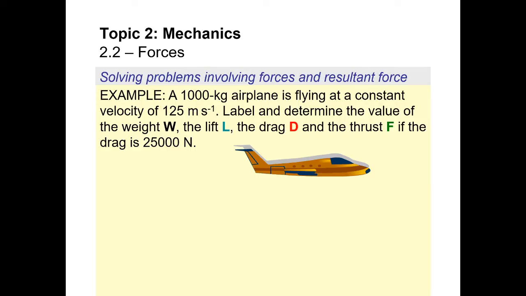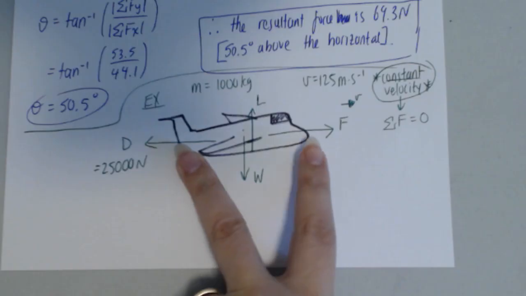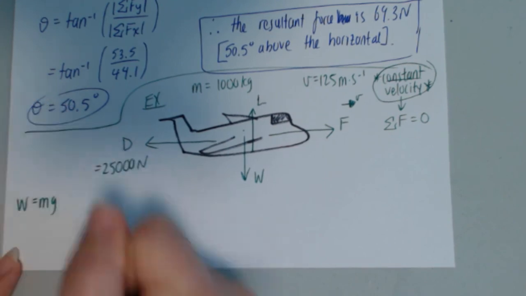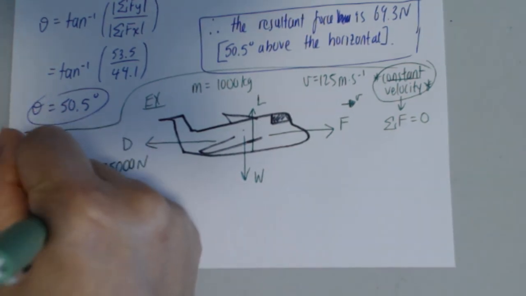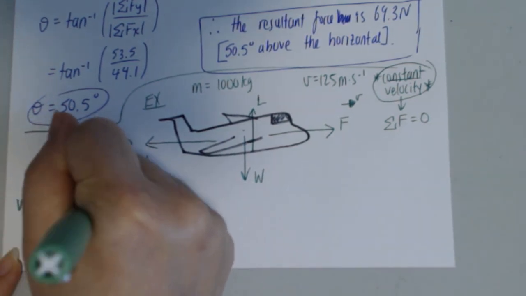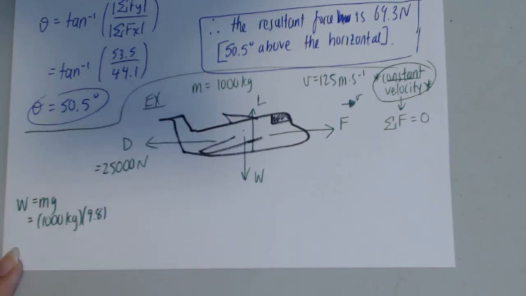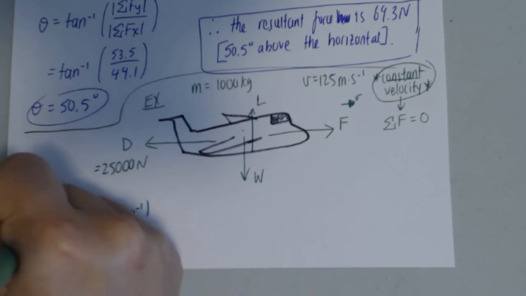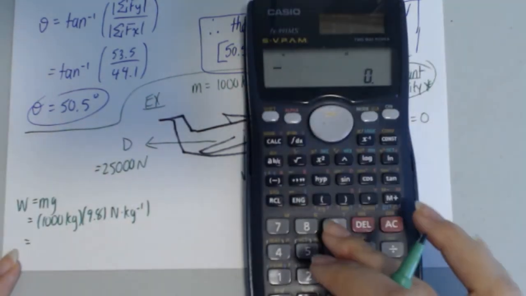Let's go back to the slides because I realized we didn't even see what the question is. Oh, no, actually we did. Sorry. Determine the value of weight, lift, drag, and thrust. So weight, that's easy. Weight is equal to m times g. So our mass is 1,000 kilograms. G is 9.81. Remember, that's either meters per second squared or newtons per kilogram. Up to you. So 9.81.